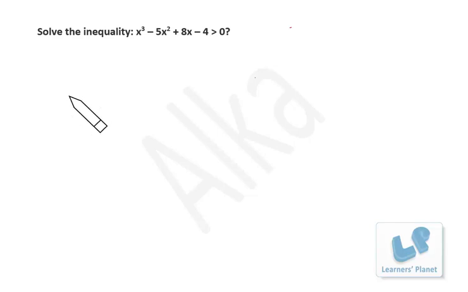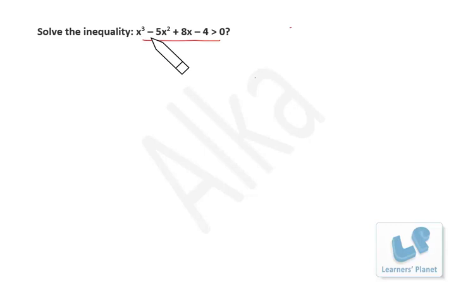So in the series, the first one is x cube minus 5x square plus 8x minus 4 is greater than 0. That means we have to find out the values of x for which this expression is greater than 0. Okay, greater than 0, not greater than or equal to, exclusively greater than 0. Now since this is a cubic equation, let's try to solve it. First of all, let's try to factorize it precisely.